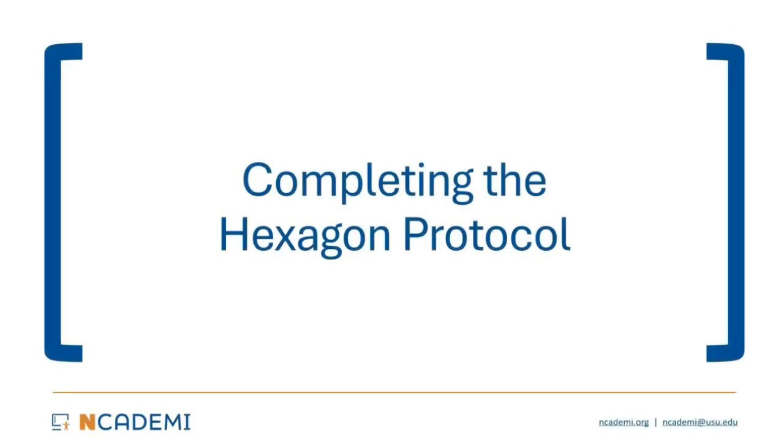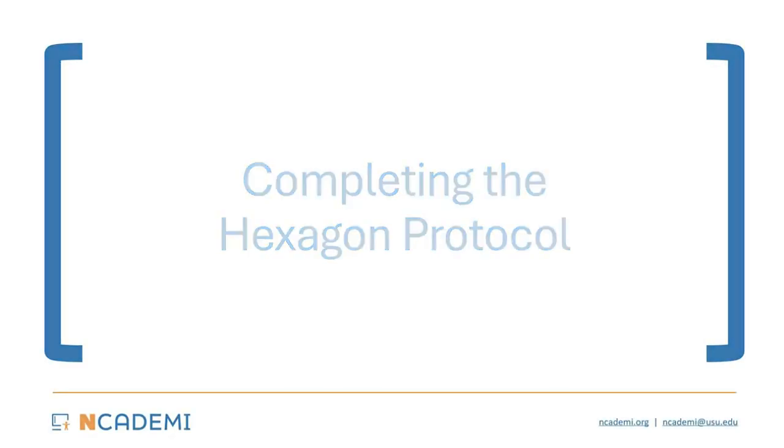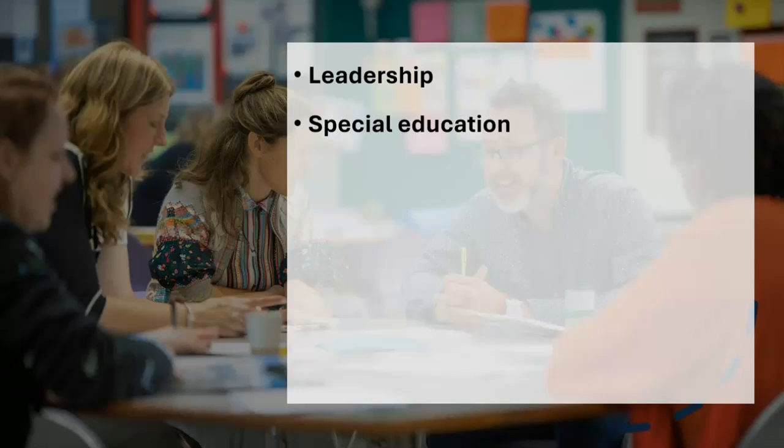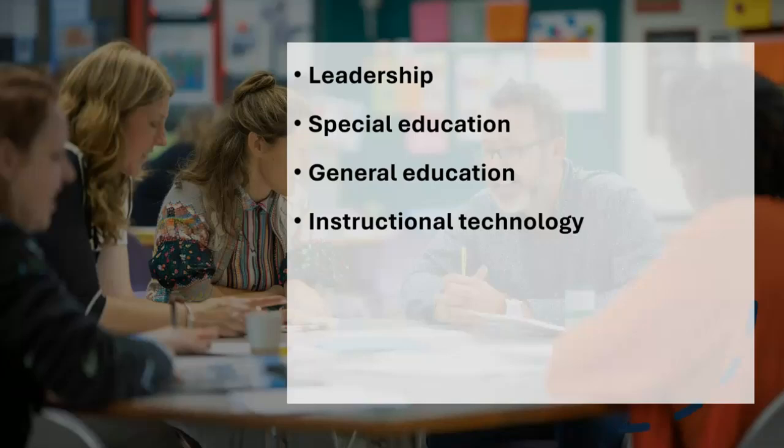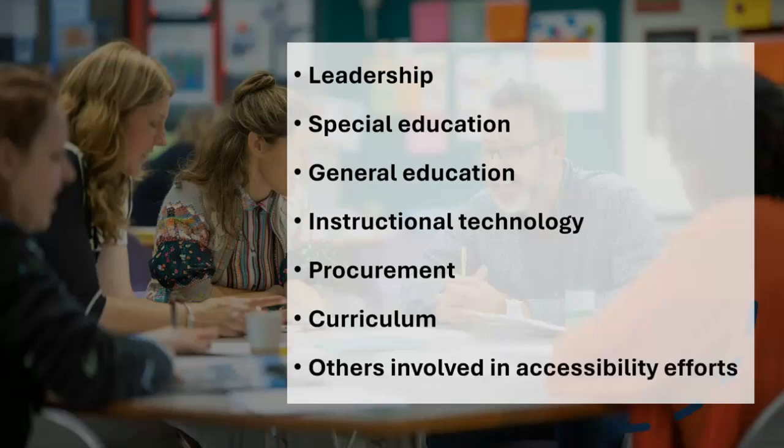To complete the Hexagon protocol, we recommend that you gather a cross-disciplinary team of people who bring different perspectives, such as leadership, special education, general education, instructional technology, procurement, curriculum, and any others that may be involved in accessibility efforts. When team members understand the goal of the Hexagon and arrive at the conversation prepared to discuss the indicators, you can expect to complete the protocol in about 2 hours.